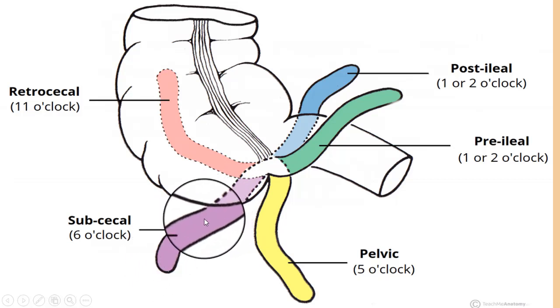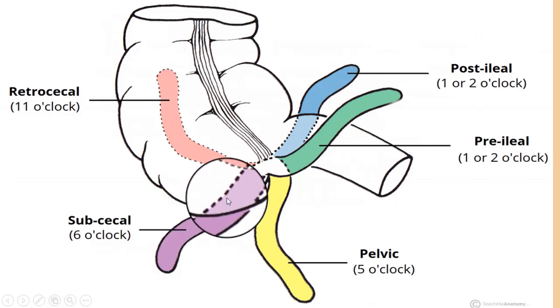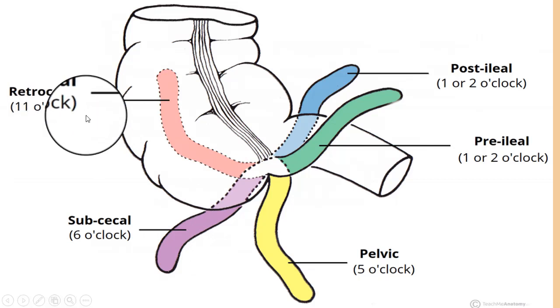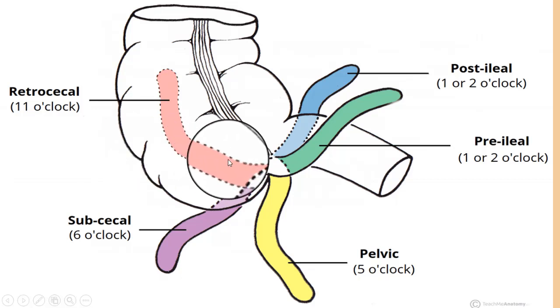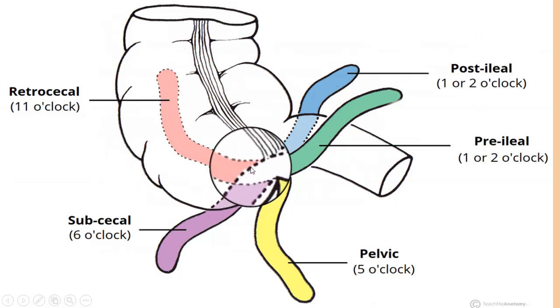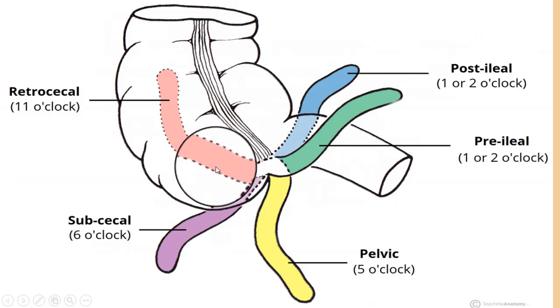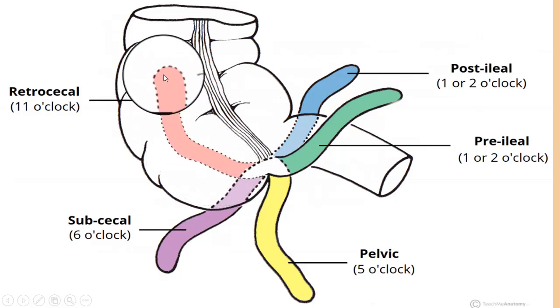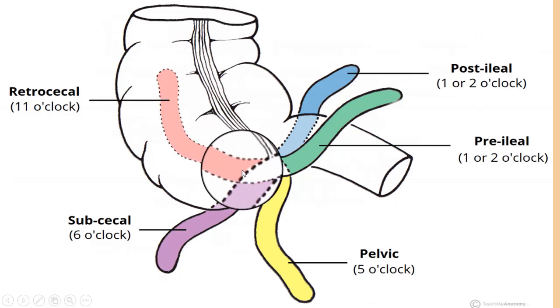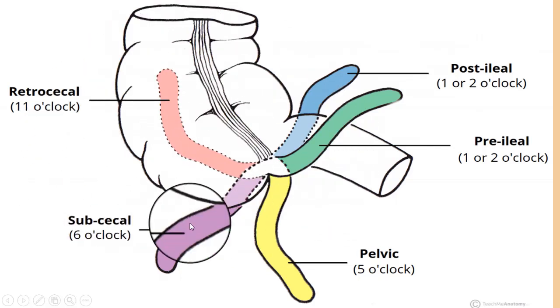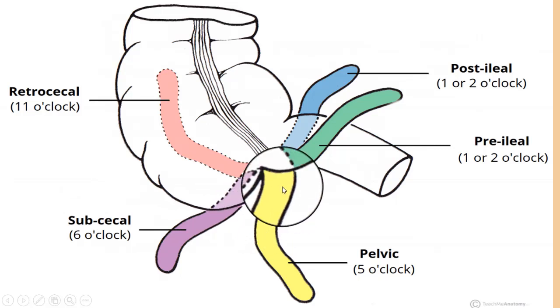The next position is paracecal, which is alongside the lateral border of the cecum, and it's 10 o'clock. And the last position is behind the cecum, that is 11 o'clock. So this was all about the free positions of the appendix, and we have also discussed the anatomical location of the cecum in the human body.